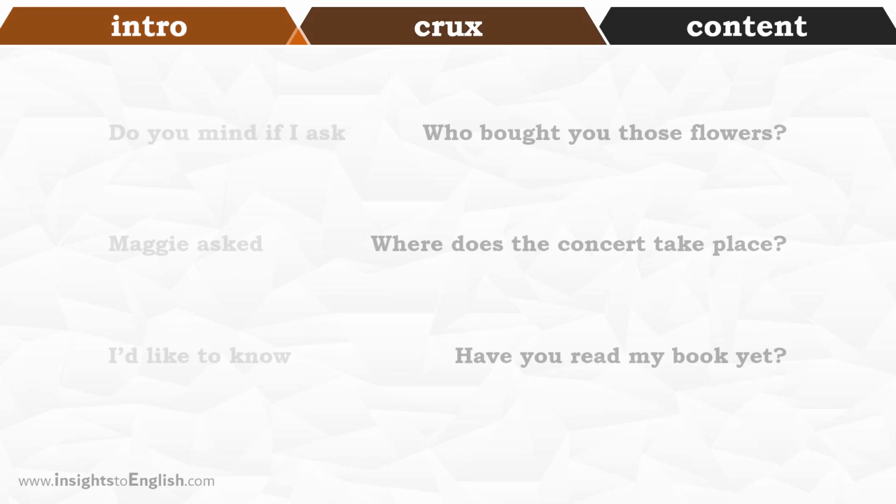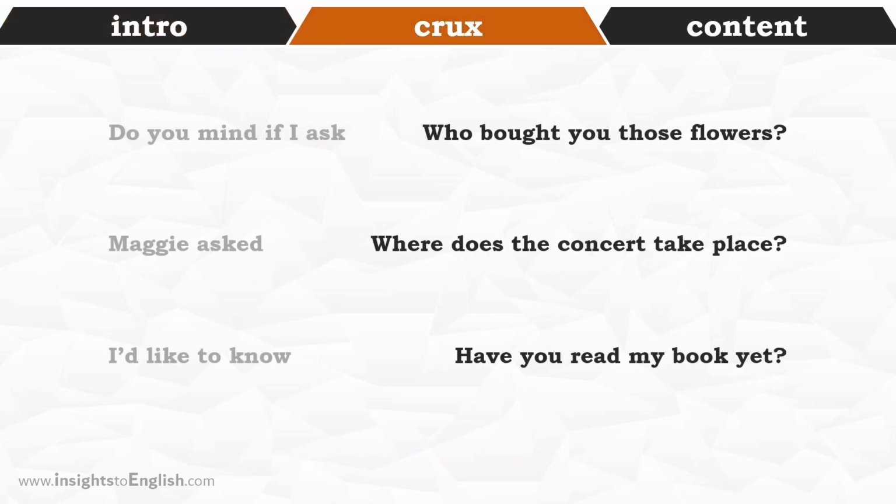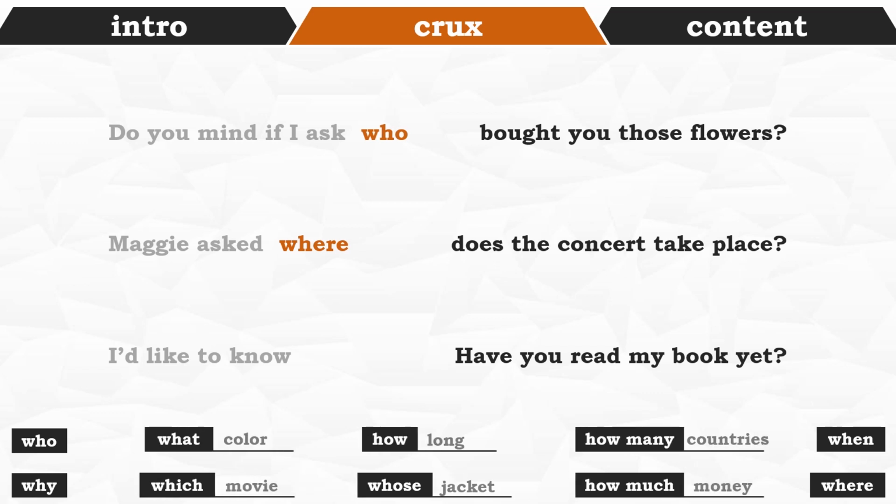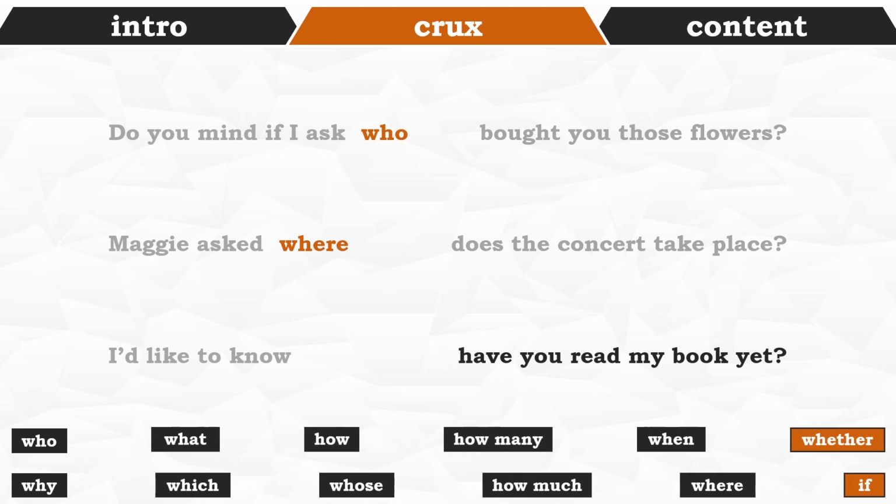Okay. What's the crux? Those are generally the question words from the original question. You mean who, what, where, when, how, and why? Yep. Sometimes we include a noun or adjective after the question word to make it more specific, like what color, how many countries, and how long. Oh, right, got it. But what if the original question doesn't have any of these? Like a yes-no question? Then we use whether or if. What's the difference? No difference. You choose whichever one you prefer. Okay, that seems easy enough.